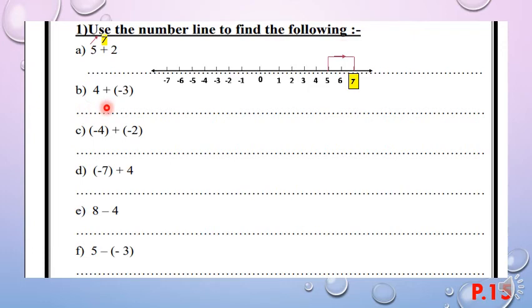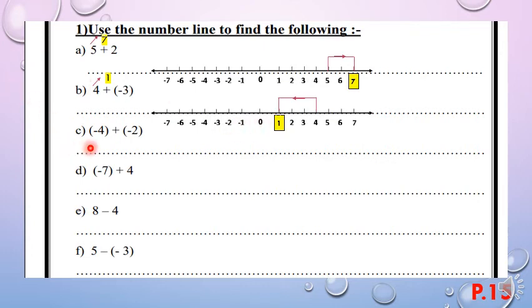Letter B. 4 plus negative 3. The result first is 1. We are going to move from 4 till we reach 1 on the number line. Here is the number line. And here we have 4. From 4 till I reach 1, which means I'm going to go to the left, then go down on 1. And this is my answer.